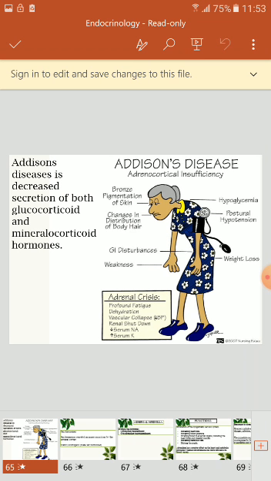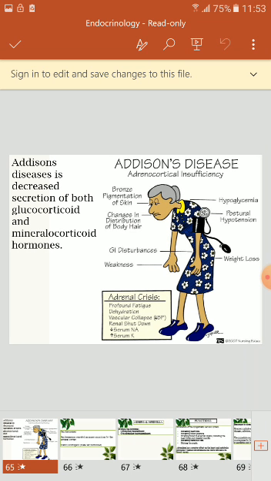There would be a bronze pigmentation of the skin, color changes, changes in the distribution of body hair, GI disturbances, weakness, hypoglycemia, postural hypotension. Postural hypotension means when there is a change in the posture of a person from sitting to standing, there would be a drop in blood pressure. Weight loss. So there are some features which are present in a person having Addison disease.